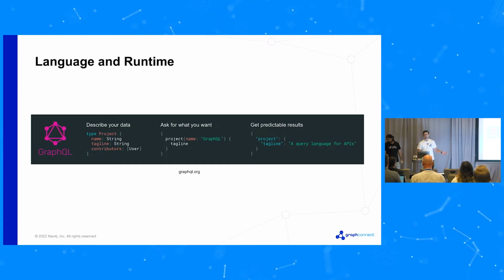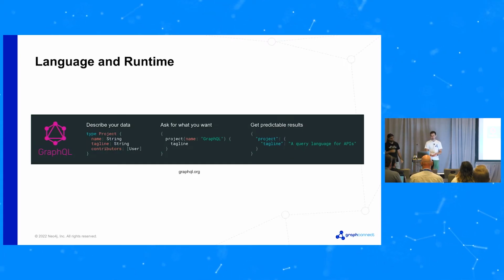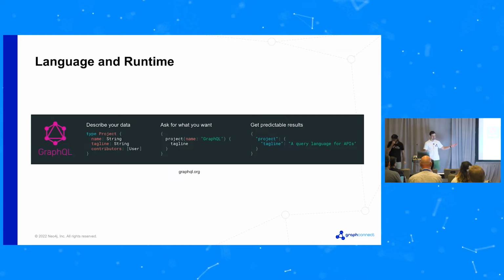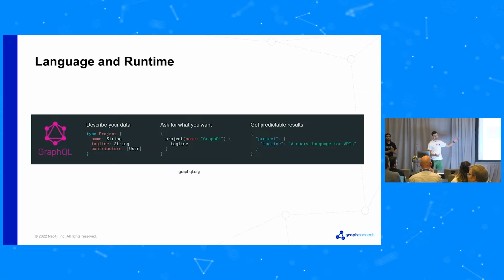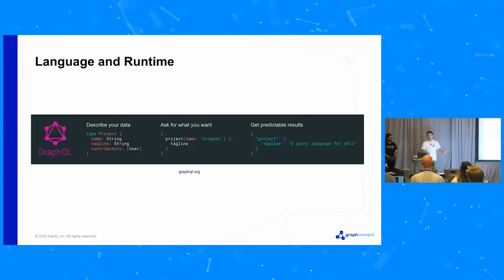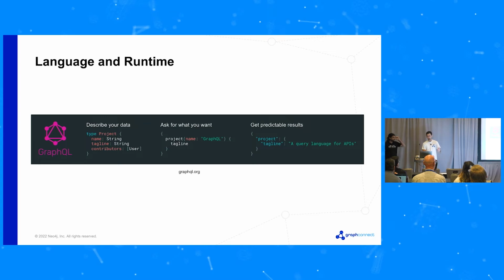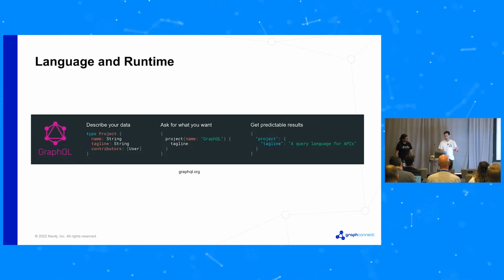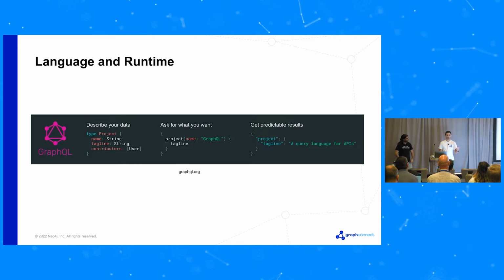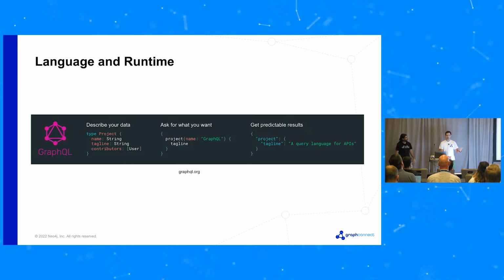So GraphQL is a language and a runtime where you can describe your data in a nice, type-safe manner. It's really nice and easy to reason with. You ask for what you want and only what you want. So here we're asking for a project called GraphQL and only the tagline of that project, and that is all you'll get back. So there's no overfetching, much like with REST.